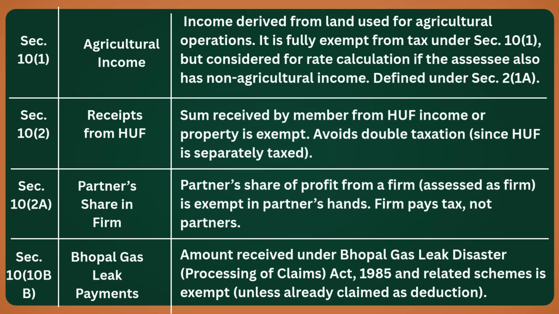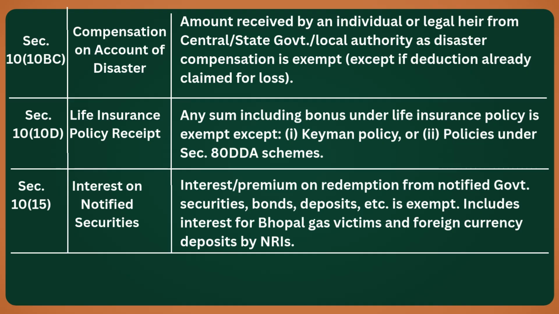Section 10, Clause 10BC, Compensation on account of disaster. Any amount received by an individual or a legal heir from the central government, state government, or a local authority as compensation for loss caused by disaster is exempt from tax, except where a deduction for that loss has already been claimed.